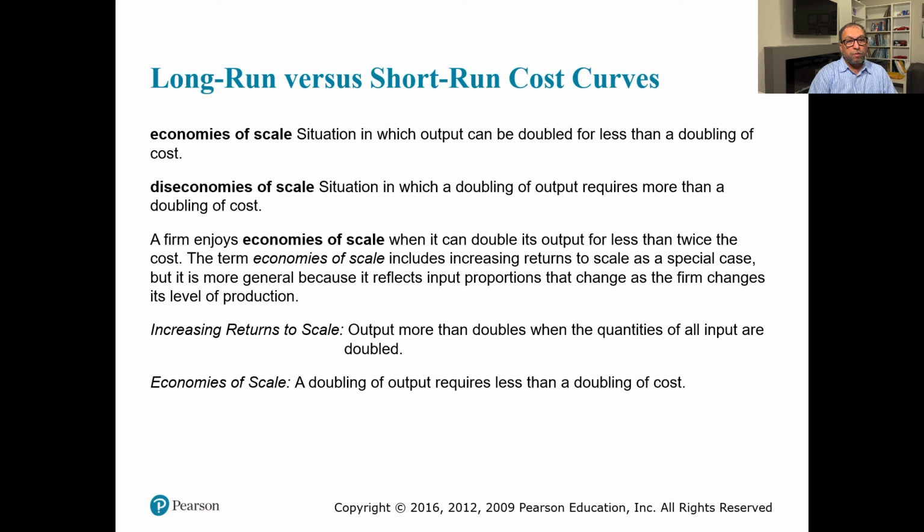Diseconomies of scale is the situation in which the doubling of output requires more than double our cost. So a firm enjoys economies of scale when it can double its output for less than twice the cost. The term economies of scale includes increasing returns to scale as a special case, but it is more general because it reflects input production that changes as the firm changes its level of production.